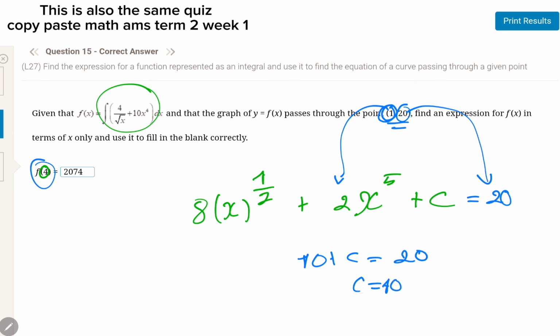That means my equation is 8x to the power of half plus 2x to the power of 5 plus 10. Now what do I do? I substitute 4 over here. So if I did substitute 4, what would I get as an answer? I would get 2074 as my answer. We'll move on now to question number 16.